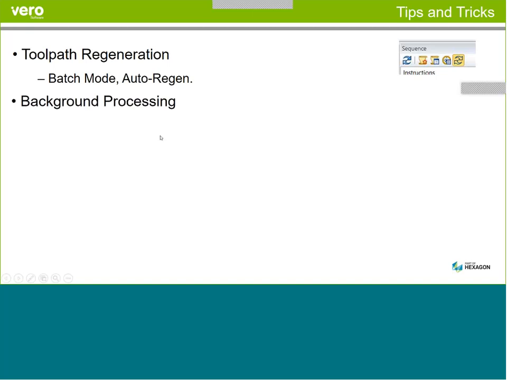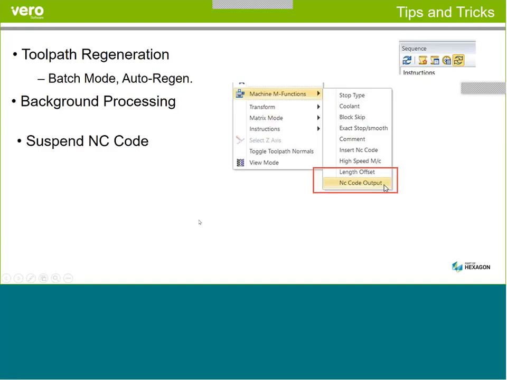Background processing, again, can be used to allow you to carry on programming while you're waiting for cycles to regenerate, or calculate in the first place.